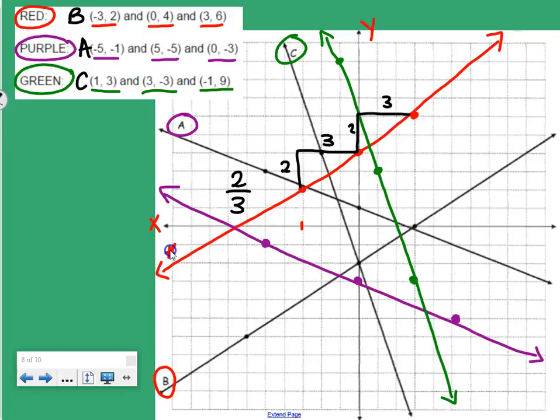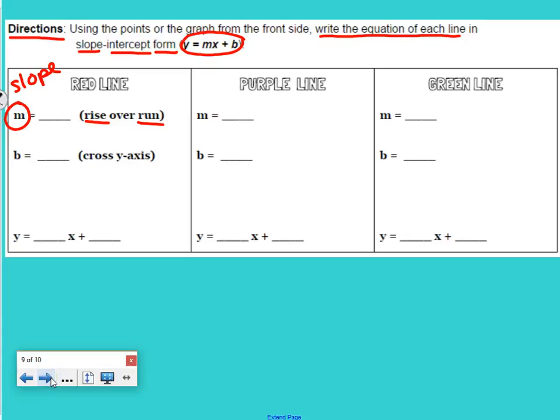So we have rise of 2, run of 3. 2 over 3. Now remember Mr. Slope Guy? We look at our red line, it matches the positive slope. It's going up the mountain. So we can leave this as positive 2/3. Make sure you're careful on this because there are some lines that have a negative slope, so be careful. So our rise over run is 2/3.